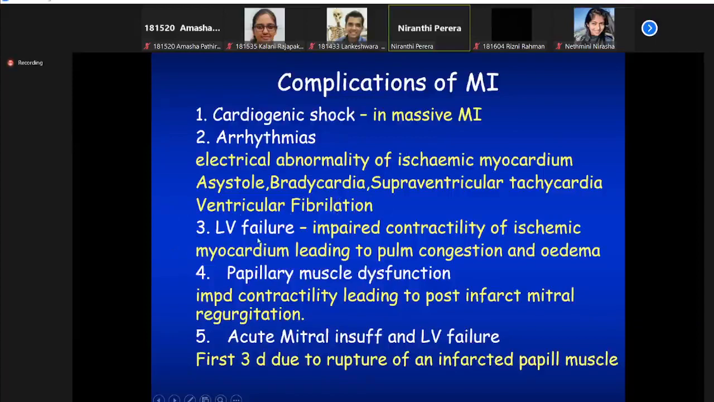Then left ventricular failure, due to impaired contractility of the ischemic myocardium. If there is a huge full thickness infarction of the left ventricle, then you can imagine it will fail, obviously, and the patient will have pulmonary congestion and edema. If the infarction involves a papillary muscle, obviously it can't function well. You get dysfunction, and if it's at the mitral, which is the left side and common, you can get mitral regurgitation and failure. Or you can get acute mitral insufficiency and failure.